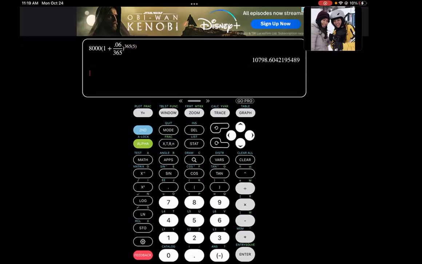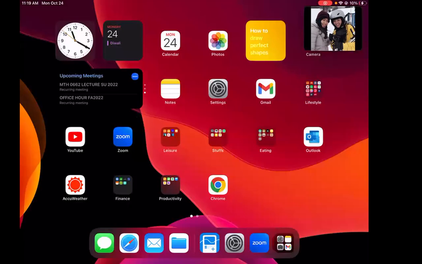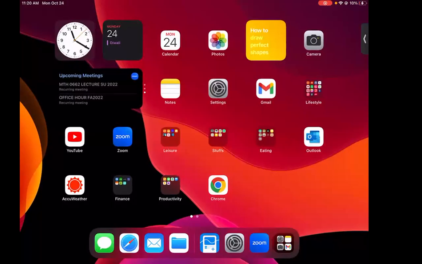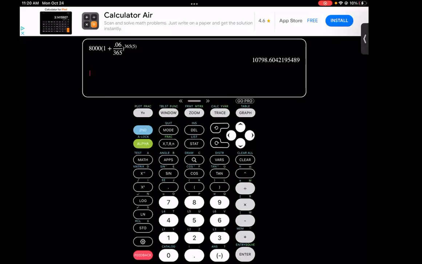10,798. Is that what you have? All right, if you do, give yourself a bonus check mark. I forgot what the number was. What was the number? 10 what? 798. I have very, very bad short-term memory. 798.60.